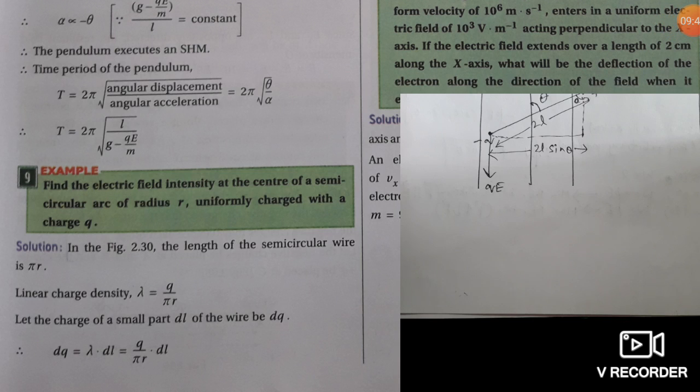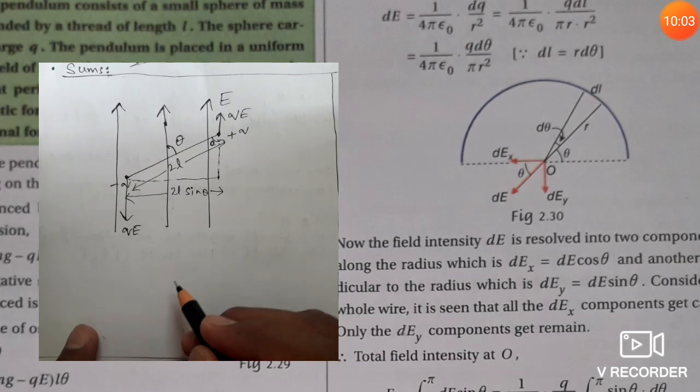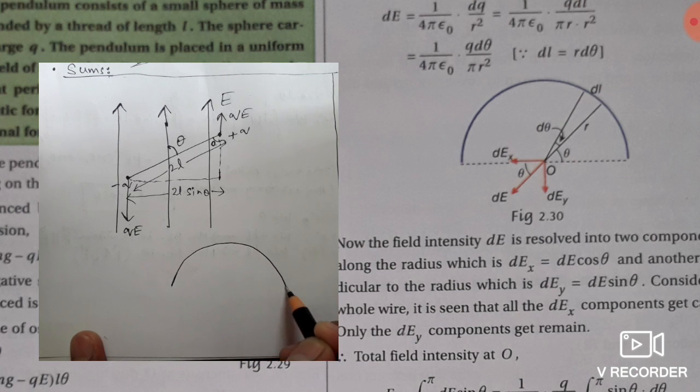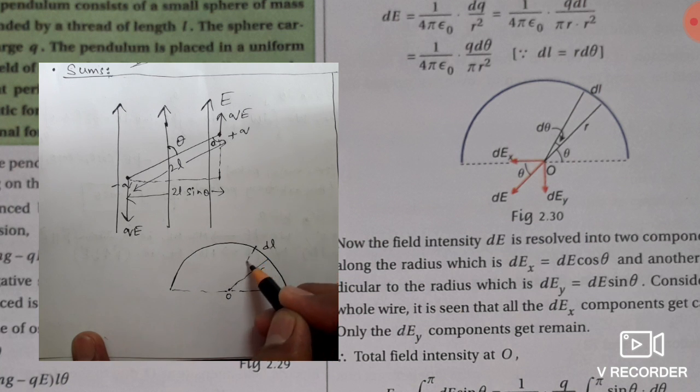Now let us discuss another sum. Find the electric field intensity at the center of a semicircular arc of radius r and uniformly charged with charge q. We can see in the picture there is a semicircular arc of radius r and center O. Let this be the diameter, and let us consider a small element dl subtended by an angle d theta, and let this angle be theta.